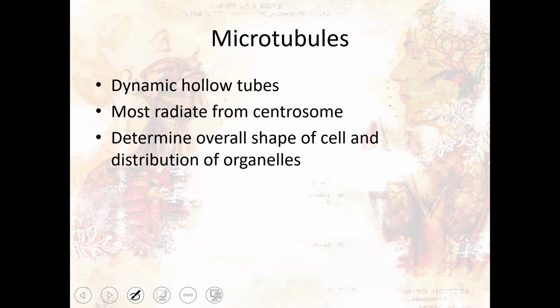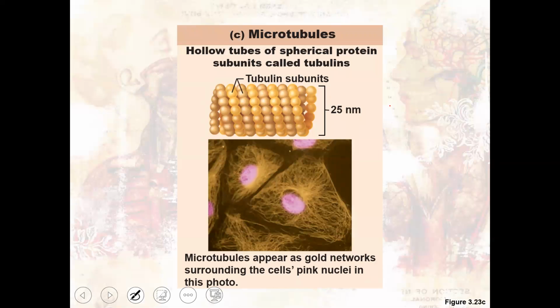Microtubules are these hollow tubes that are made by another organelle, and they determine shape and distribution of organelles. The microtubules make sort of a highway inside the cell. When stuff inside the cell moves around, microtubules are involved.